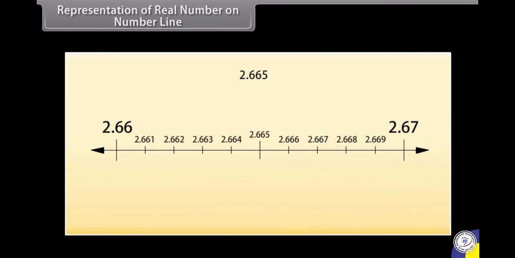Let us focus on this portion of line and imagine dividing the portion into 10 equal parts. The first part represents 2.661, the second part represents 2.662, and so on. 2.665 is the fifth mark in these subdivisions. This process of visualization of representation of numbers on number line is called the process of successive magnification.